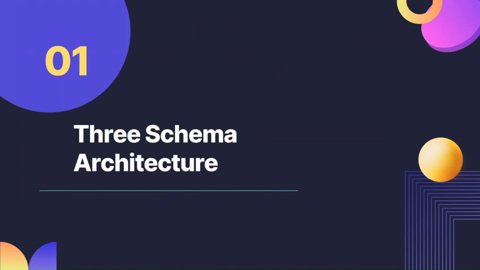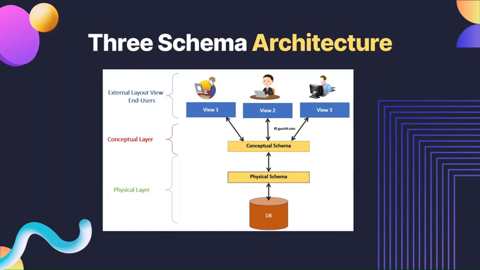So the first thing we'll be looking at is the three schema architecture. This is the diagram of a three schema architecture. It consists of a database, a physical schema, a conceptual schema, and views, multiple views. It has three layers: the physical layer, the conceptual layer, and the external view or end users level, or external layer.